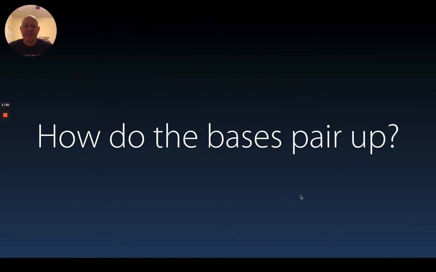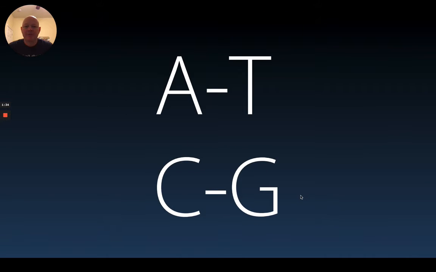How do the bases pair up? Apples grow on trees and cars go in the garage. A goes with T and C goes with G.